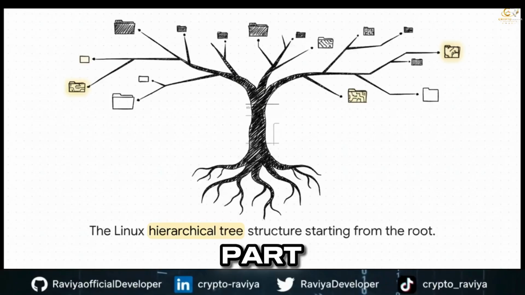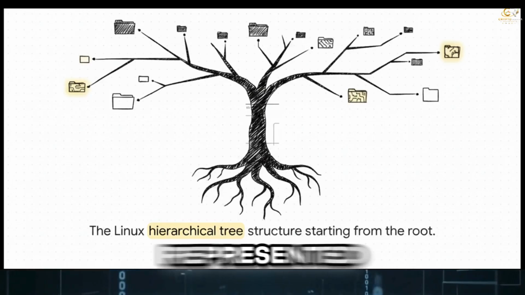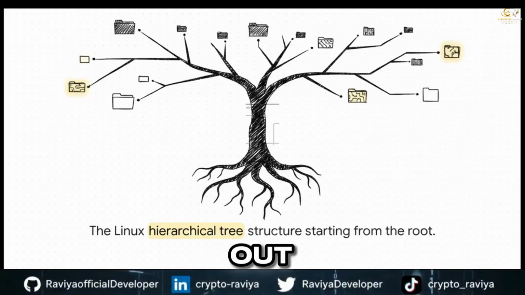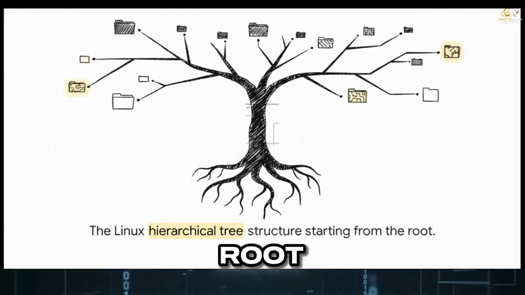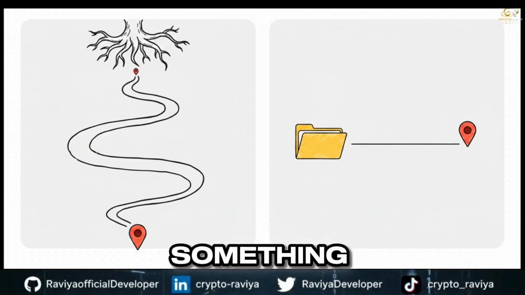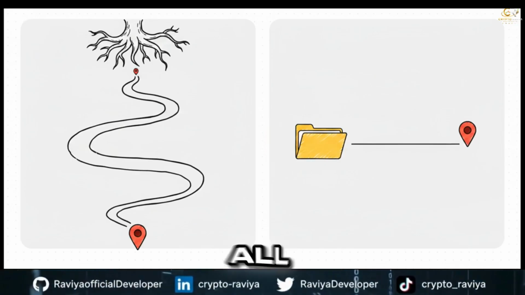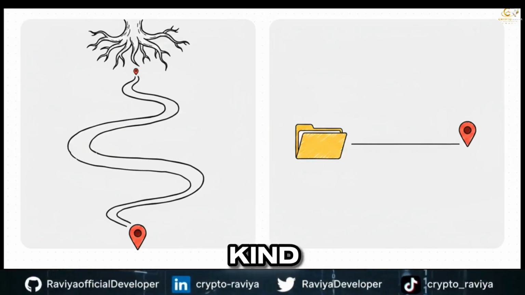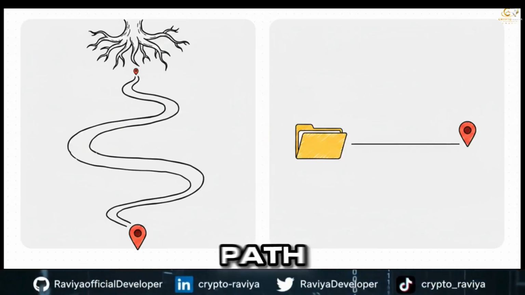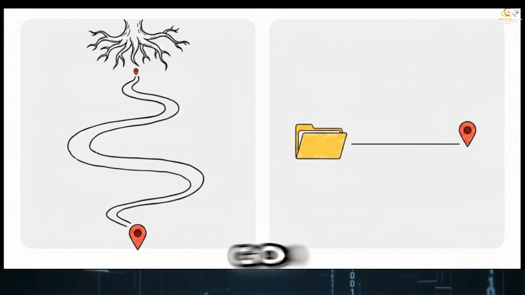But the coolest part? It all starts from a single point at the very top. We call it the root directory, and it's represented by just a single /. Literally everything you interact with branches out and down from that one single root. Because it's structured like a tree, you basically have two ways to tell the system where something is. You can use an absolute path, which gives the full exact address, starting all the way from that root /. It's kind of like giving someone exact GPS coordinates. Or you can use a relative path. That's giving directions based on where you currently are in the tree, like saying, hey, go 2 doors down.